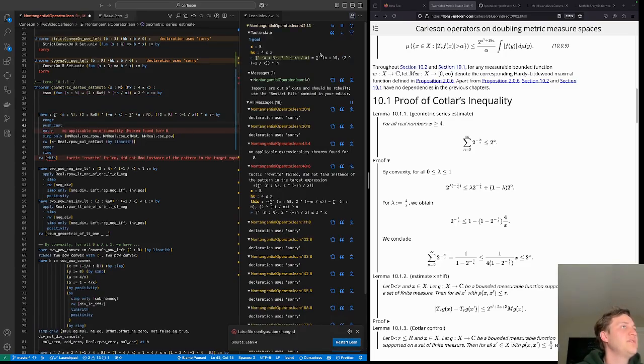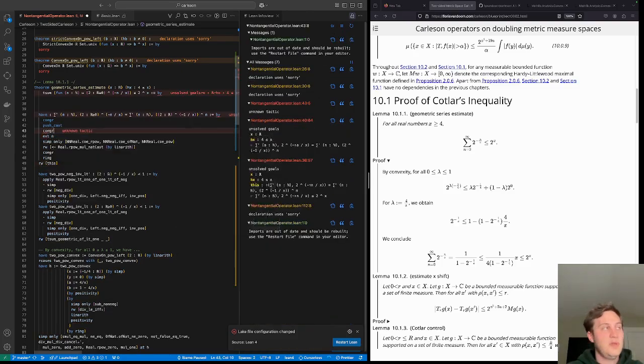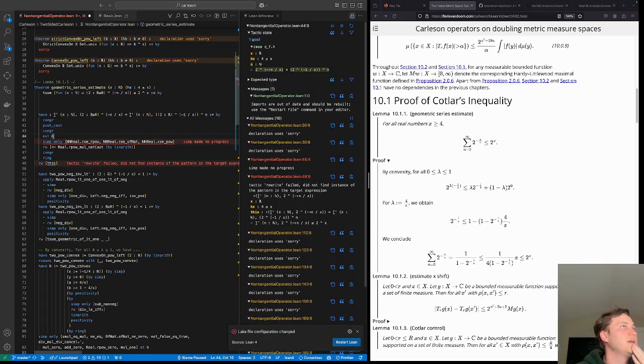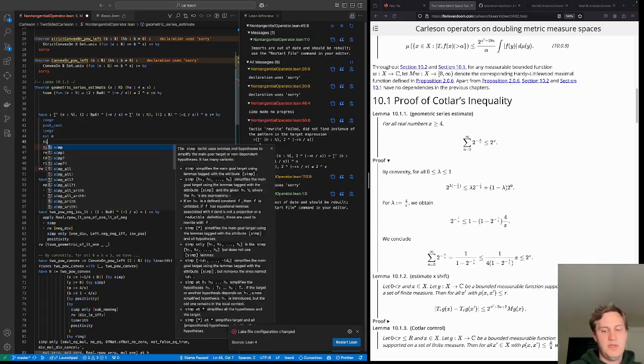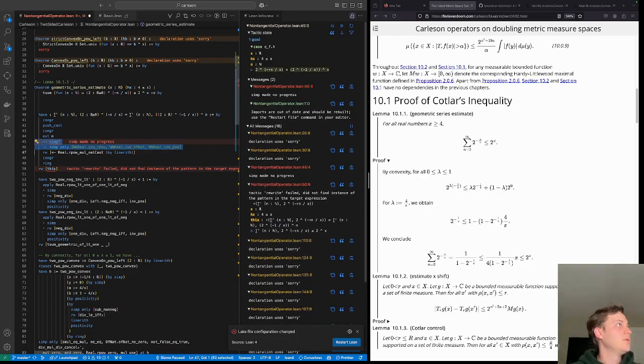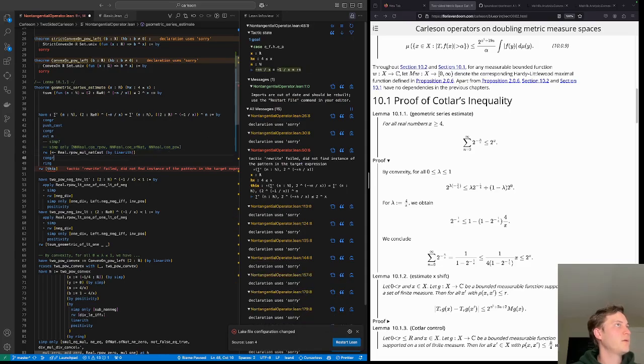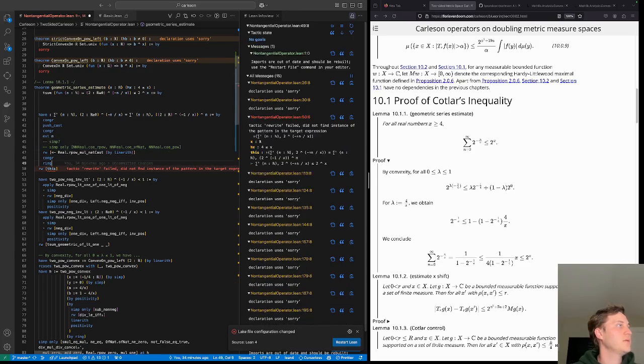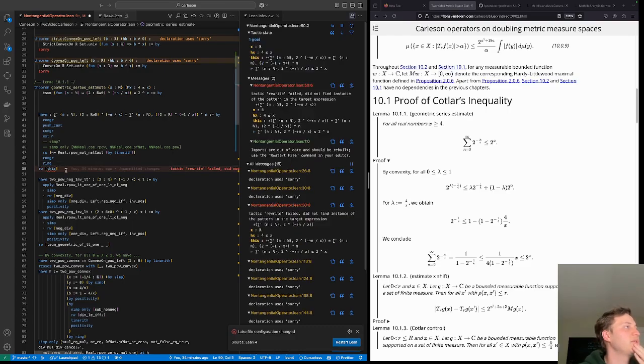No extensionality theorem found. T sum r, T sum r. Now I try congr. Now I try synth more, please. Congr, ring, no goals. Did not find instance of the pattern in the target expression. Okay, the problem is that I cast it or something, because now this is something about a cast.